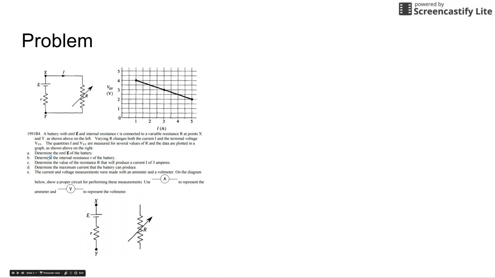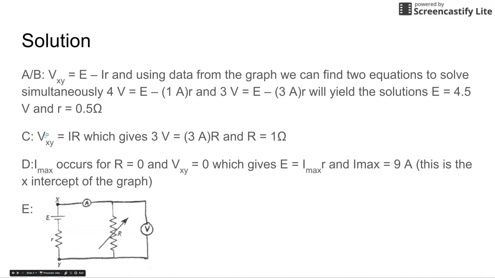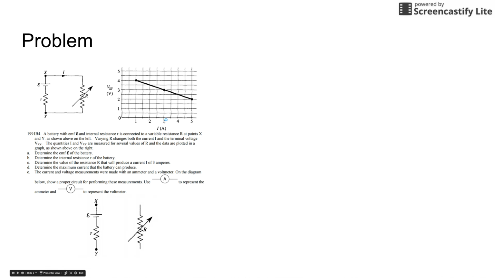The next question, which is C now, asks to determine the value of the resistance R that will produce a current I of 3 amps. So to do that, we would do VIR. So that gives us 3 volts equals 3 amps times R, and that makes R equal 1.